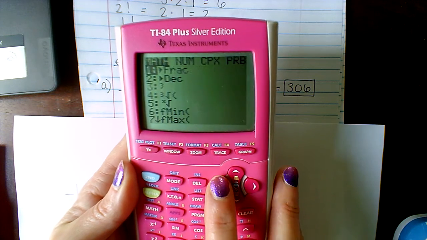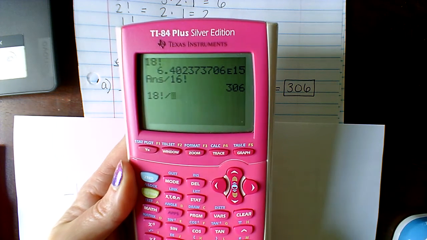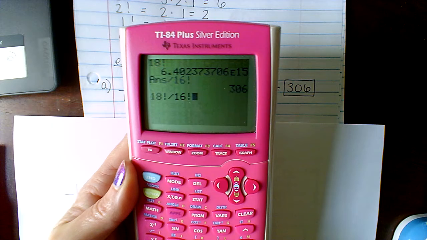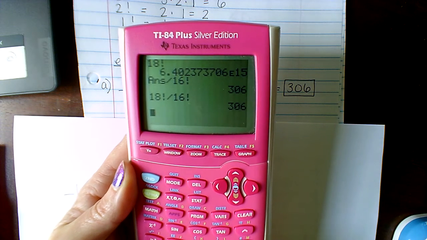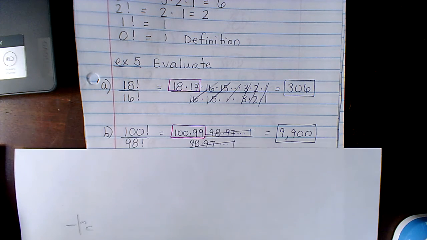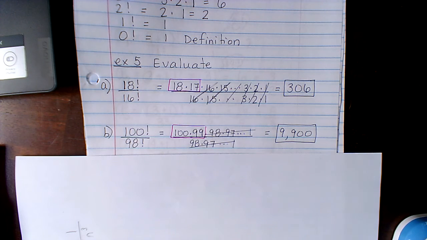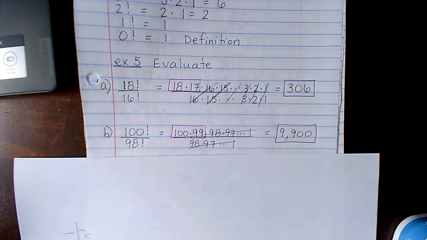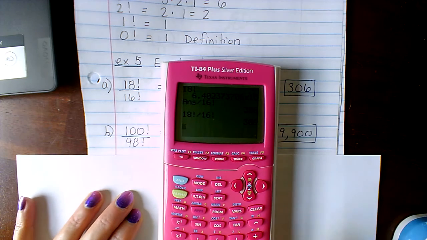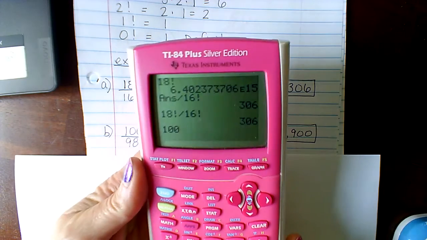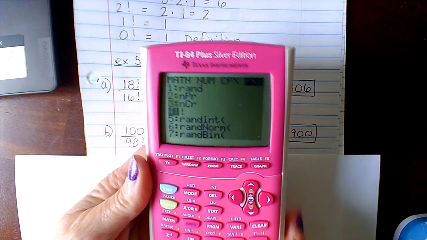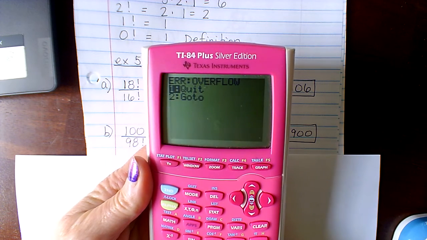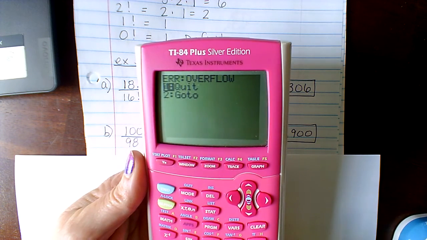Now I could have done that without hitting enter along the way. So I could just type it in just like that. Now, as these numbers get bigger, your calculator's not going to be able to handle it. Because as you saw, something as small as 18 factorial got really big. Okay, factorials grow super quick. If you tried to do 100 factorial, it gives you an overflow error. It's like, no, not today.